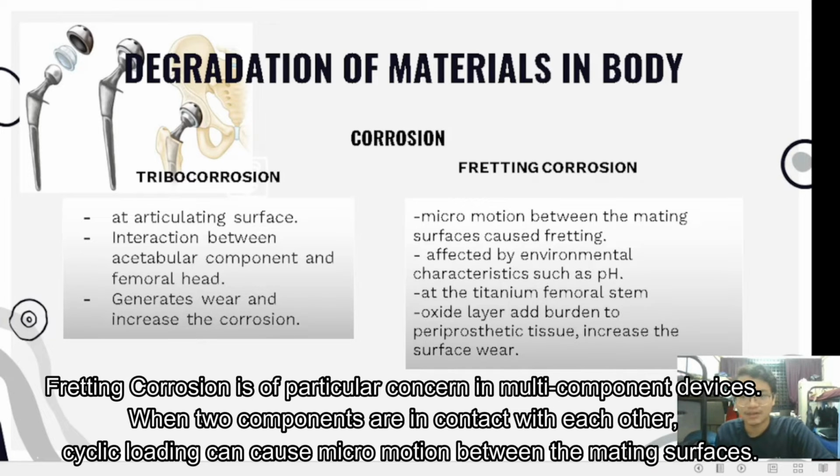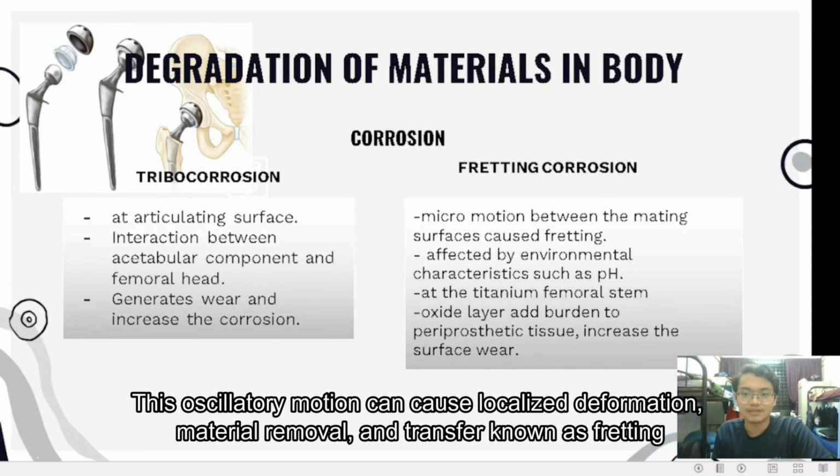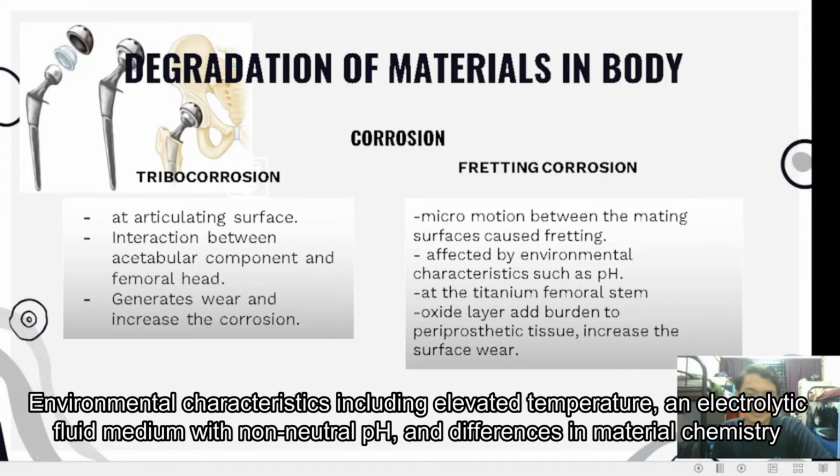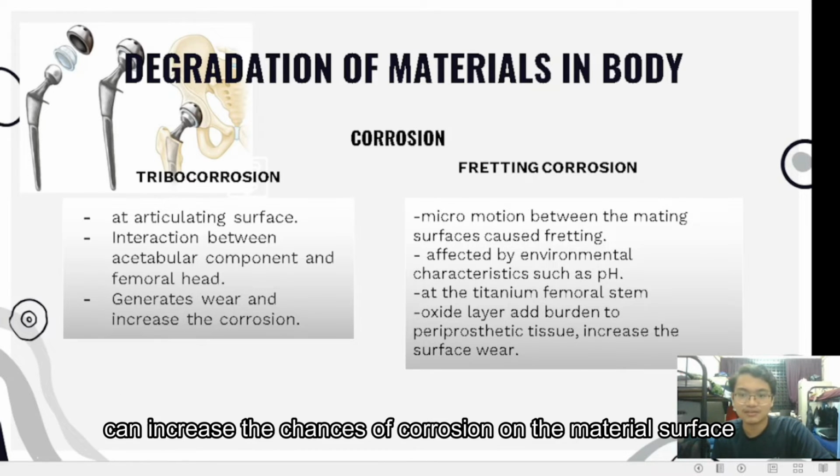When two components are in contact with each other, cyclic loading can cause micromotion between the mating surfaces. This oscillatory motion can cause localized deformation, material removal, and also transfer, known as fretting. Environmental characteristics including elevated temperature, an electrolytic fluid medium with non-neutral pH, and differences in material chemistry can increase the chances of corrosion on the material surface.